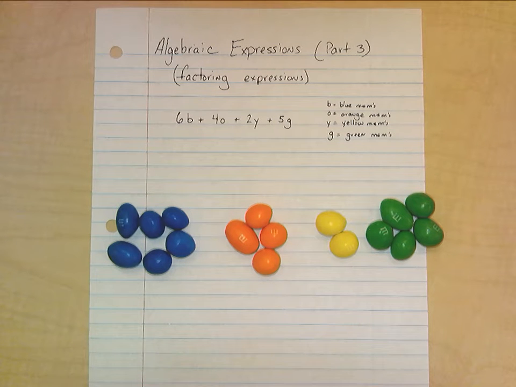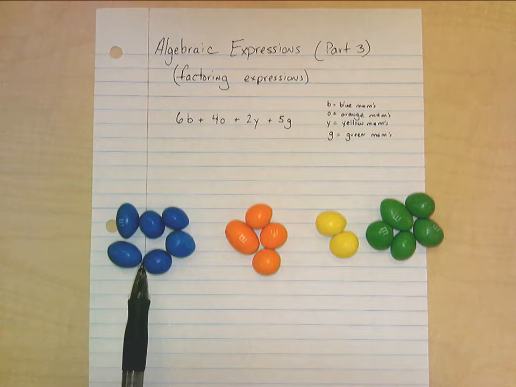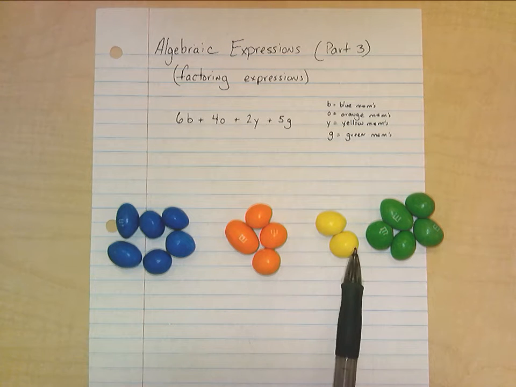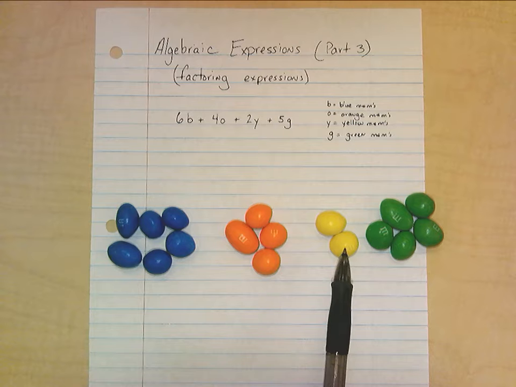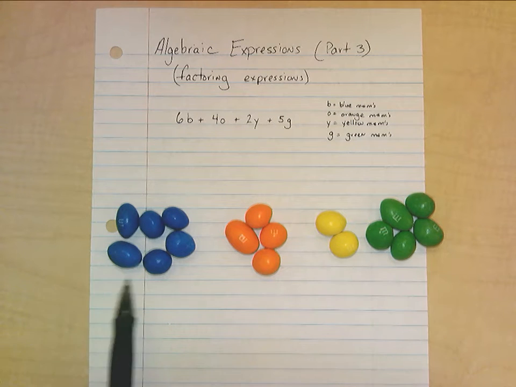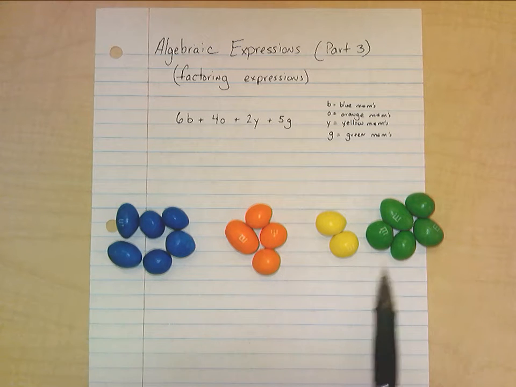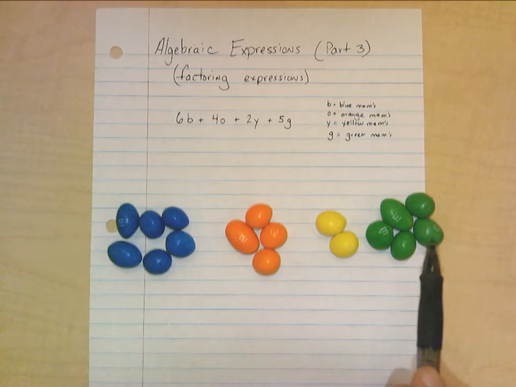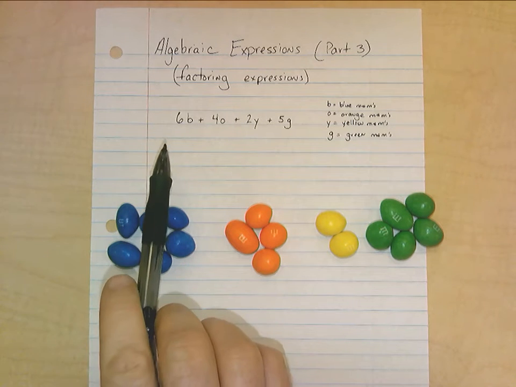Part 3 of algebraic expressions. This one's just focusing on factoring expressions. So let's say that I have 6b, which stands for 6 blue M&Ms, plus 4o, or orange M&Ms, 2y, or 2 yellow M&Ms, plus 5g, or 5 green M&Ms. Now, if I was trying to simplify this, there is a way to simplify that may not seem apparent at first.